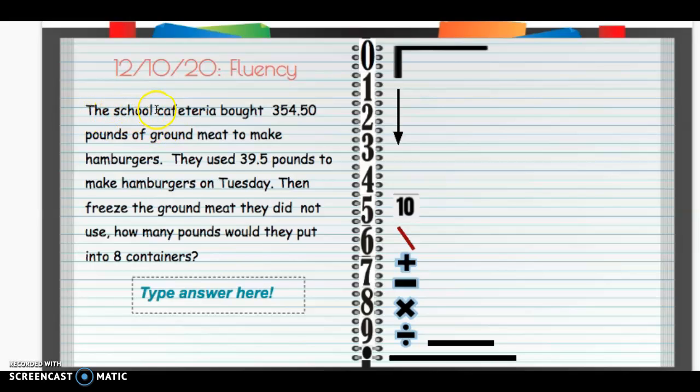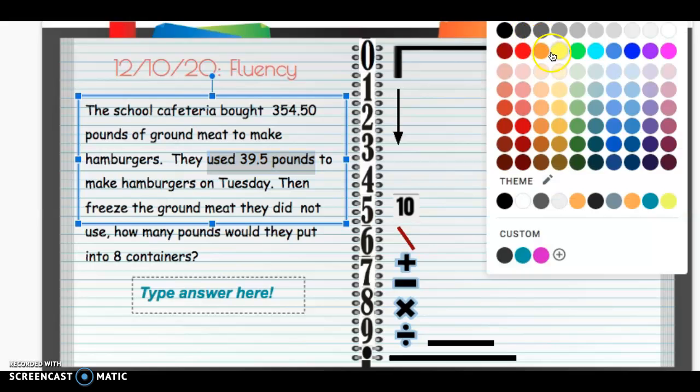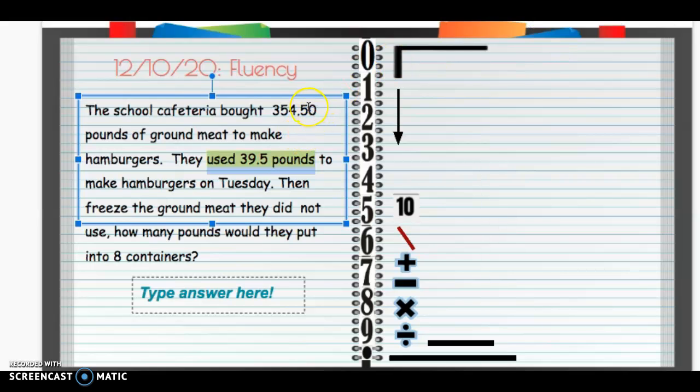All right, so it says the school cafeteria bought 354.50 pounds of ground meat to make hamburgers. They used 39.5 pounds. So they're using that. Okay, they're taking it out of the amount that they have and using it to make hamburgers on a Tuesday. Okay, so then they freeze the ground meat they did not use.